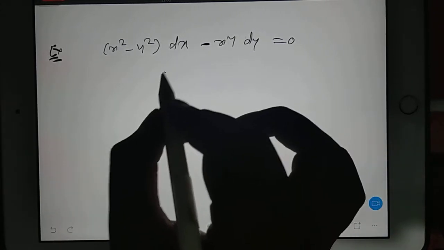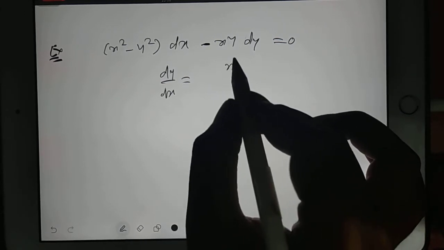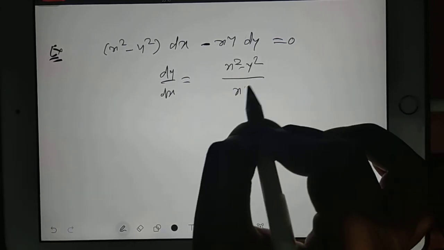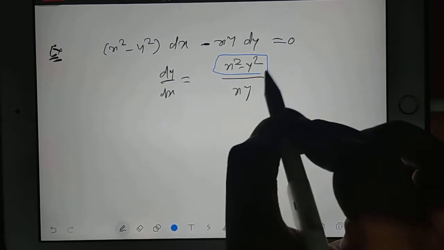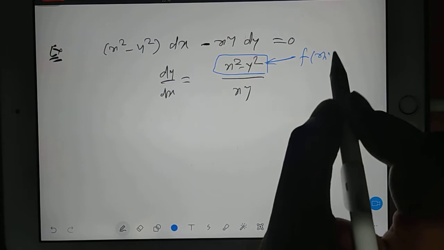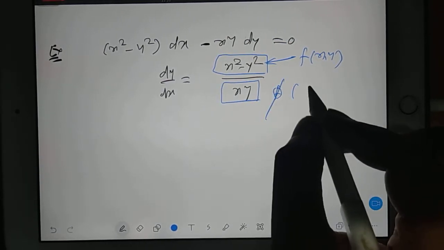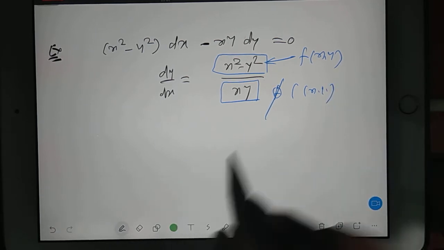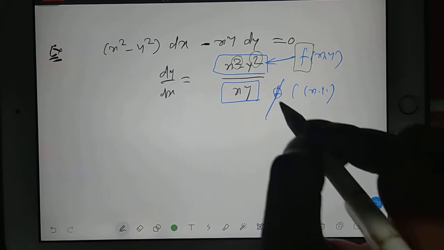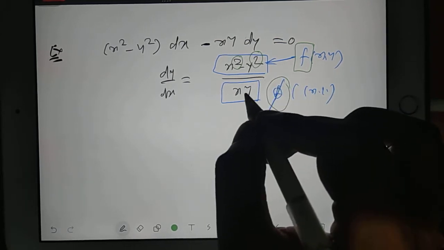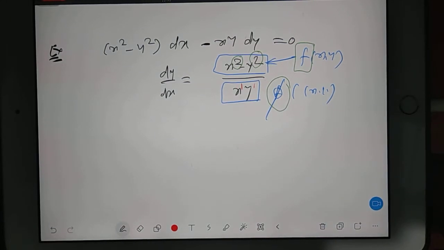So let's make it dy by dx is equal to x square minus y square divided by xy. I hope everyone is comfortable. You can see here, this is f, a function of x and y. This is phi, a function of x and y. And this f also has the same degree in x and y, 2 and 2. This phi also has the same degree in x and y, right? One here, so that is also 2.